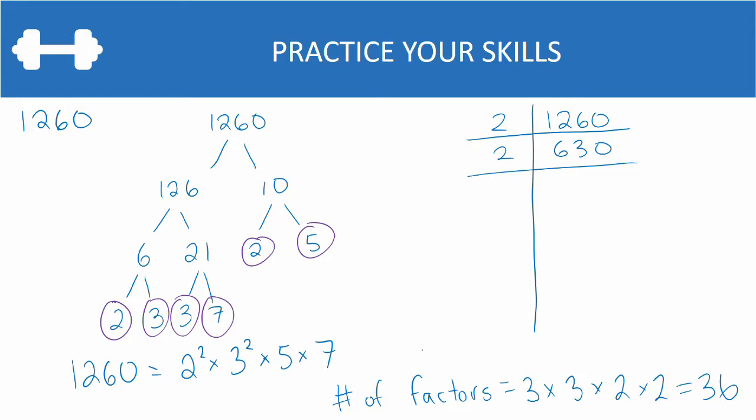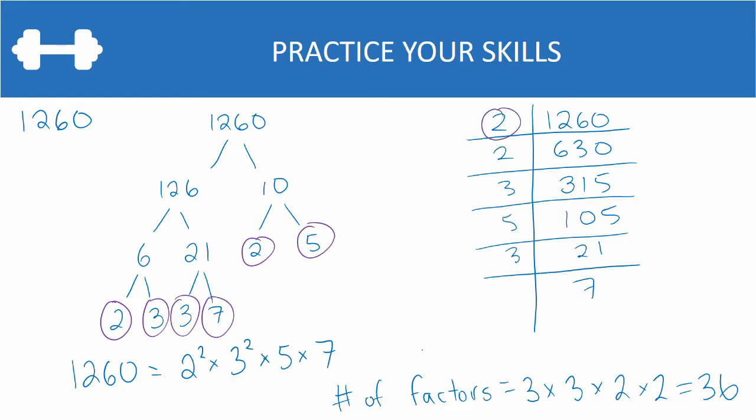And 2 can divide in again. And that's going to leave me this time with 315. So I know it's no longer divisible by 2. So I've written out 2, the number of times it goes in, but this is divisible by 3. So 3 goes into 315 and leaves me with 105. 105 is divisible by 5 and leaves me 21. 21 is divisible by 3 and leaves me 7.